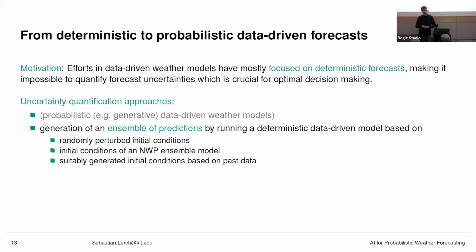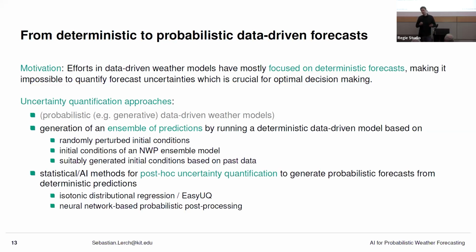These could be generated, for example, by taking the best guess initial conditions and adding some random noise to this, or using the initial conditions of a physics-based ensemble model, or generating initial conditions from past data. The second approach is to not run the model multiple times, but just take a data set of past forecasts from the deterministic model and corresponding observations, and then learn in a second step how to equip this with uncertainty information. So how to best generate a probabilistic forecast from these deterministic predictions.